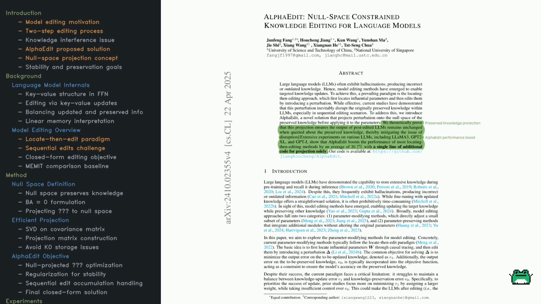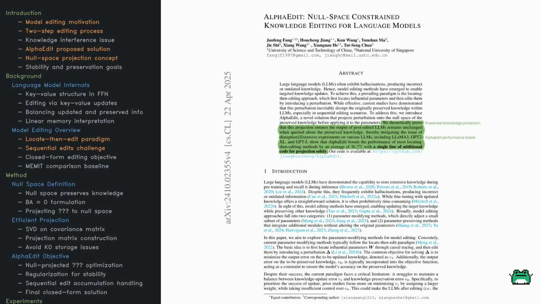Sounds straightforward, right? But here's the catch. Changing one thing can accidentally mess up other knowledge the model already has. It's like editing one sentence in a book and accidentally altering the meaning of the whole paragraph. This becomes a huge issue when you're doing multiple edits. Each one can ripple through the model, distorting unrelated knowledge. That's the challenge AlphaEdit tackles.